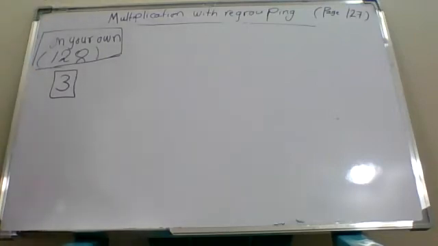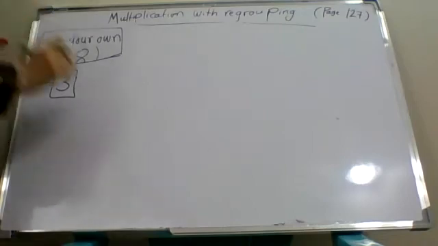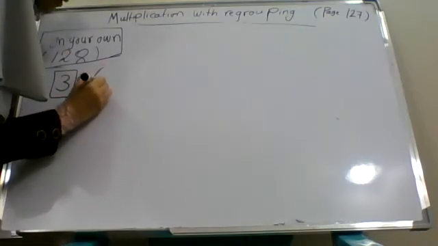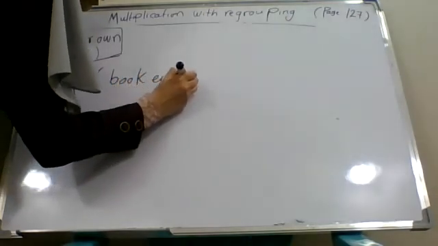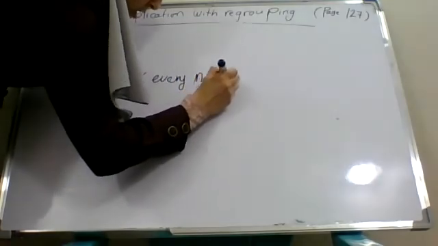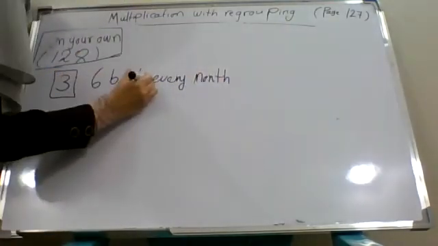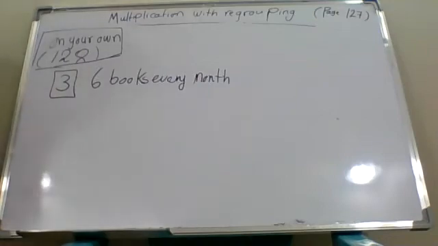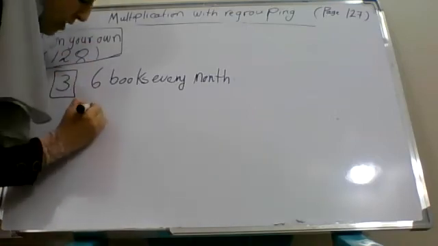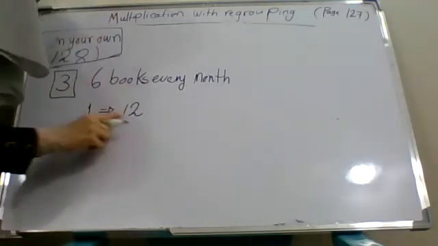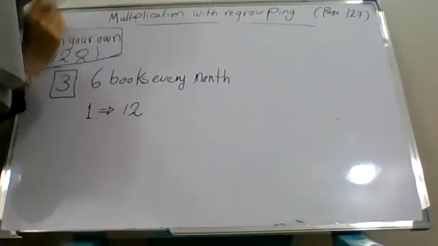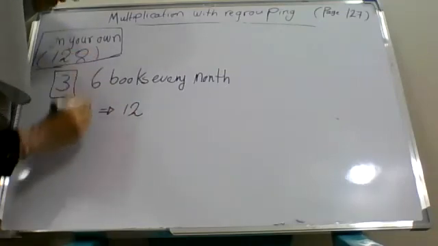But it says that Ali borrows 6 books every month. So I have 6 books every month, and they need 2 years. We know that 1 year has 12 months, right? And in each one of them he borrows 6 books. So I need 2 years.